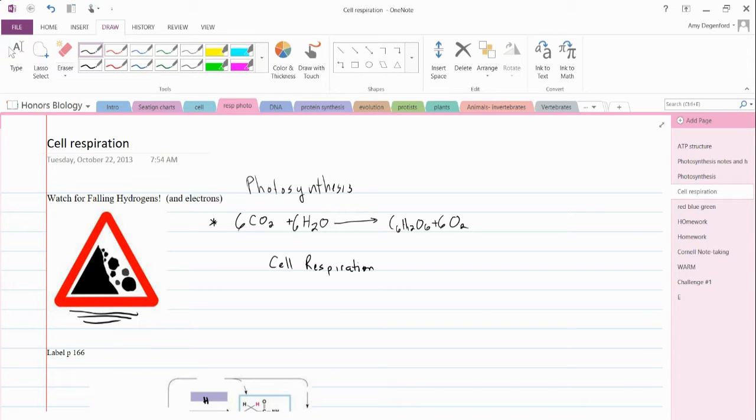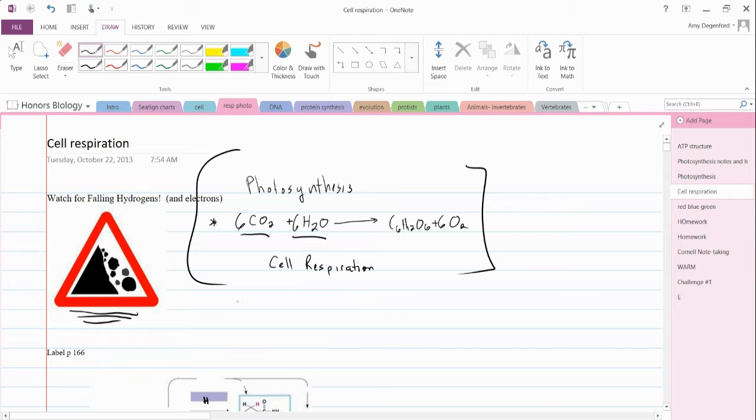So we've been talking about the metabolism of cells and how cells work with energy, and we just finished photosynthesis. So I just put this equation up to help you be reminded of photosynthesis. What plant cells are able to do is take carbon dioxide, and through the use of the energy in light and water, they're able to eventually create glucose and then release oxygen.